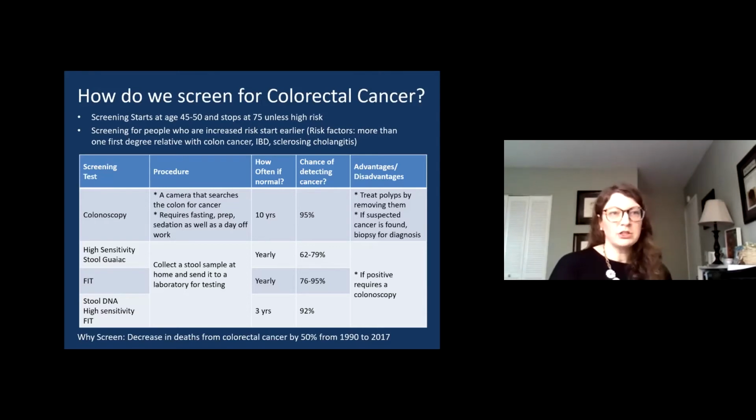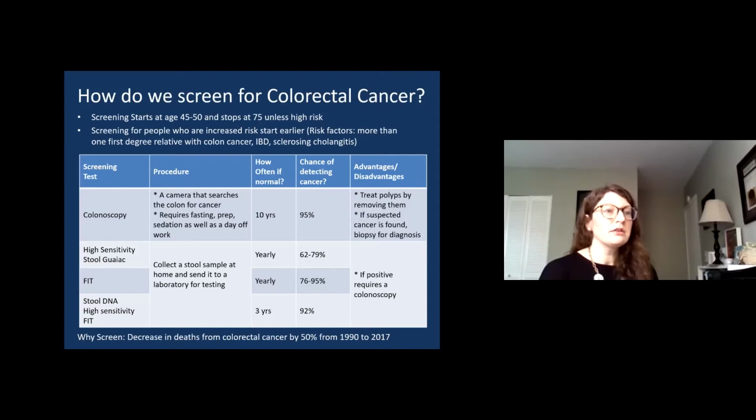What this is actually looking at, this guaiac is looking at a small amount of blood in the stool. The FIT testing is looking for certain proteins that tell us a cancer might be there. And the stool DNA is looking for bits of DNA that tell us the cancer might be there. These tests are usually done yearly. The stool DNA is done every 3 years.